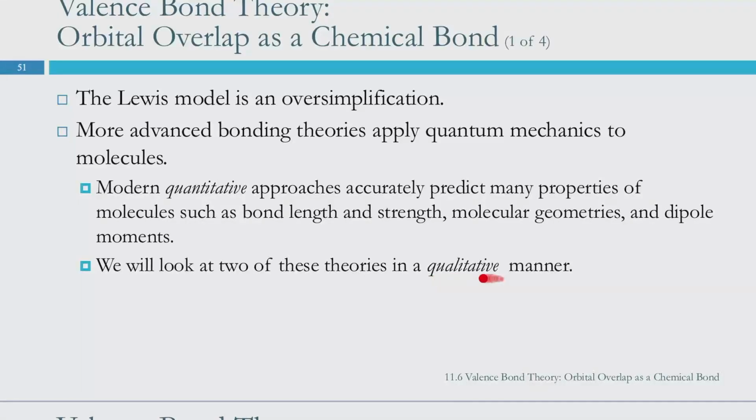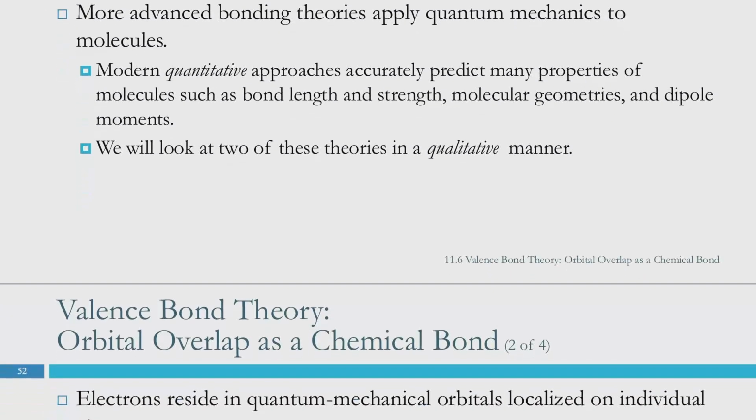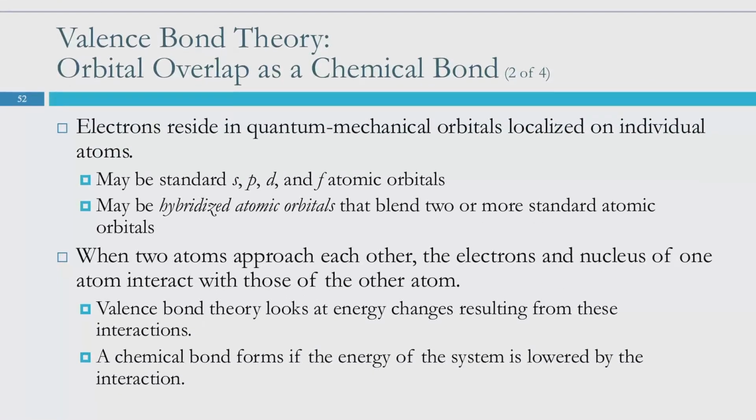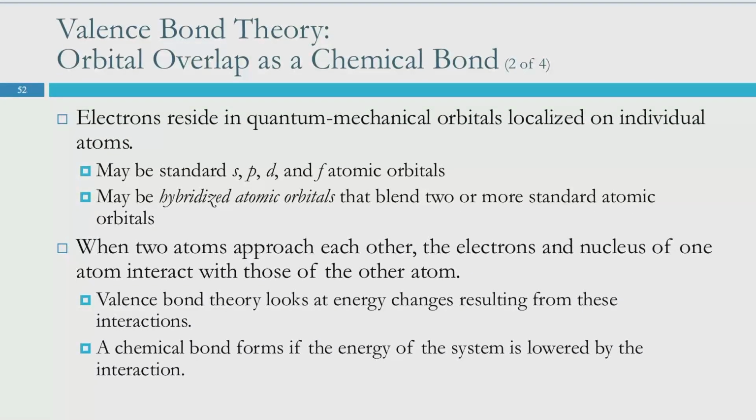And so we're going to look at some of these theories in a qualitative manner. So not looking at the hard numbers necessarily, but more thinking about trends and things that are weak and things that are strong and things that are bonding, things that are not bonding. So not as much numbers, more just qualities and trends.